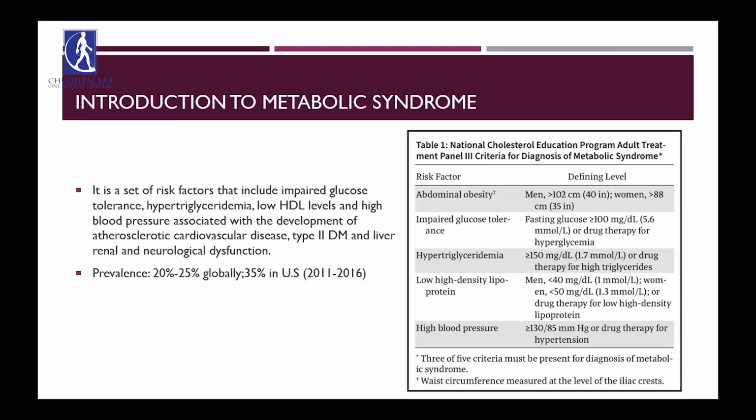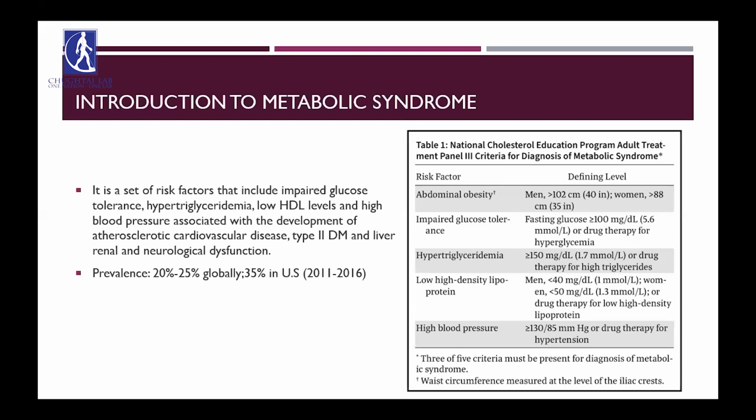Hypertriglyceridemia of greater than or equal to 150 milligrams per deciliter. Low level of HDL in men less than 40 and in female less than 50. And high blood pressure of greater than or equal to 130 by 88. There are also some minor risk factors that include sedentary lifestyle, smoking, postmenopausal status, etc. But these are of less significance as we follow the ATP criteria 3, which requires 3 out of 5 major risk factors to be present in a person for the diagnosis.